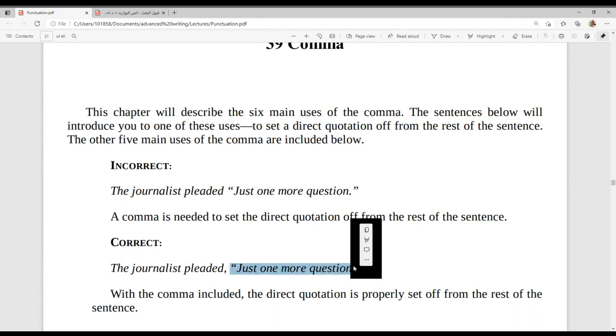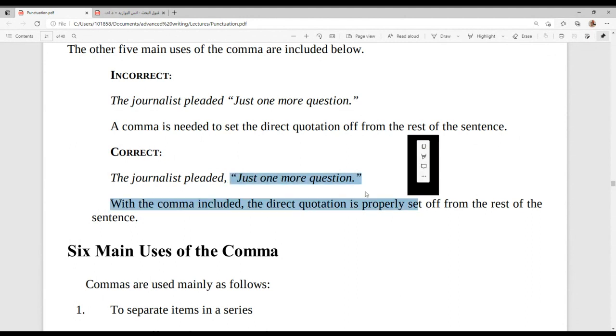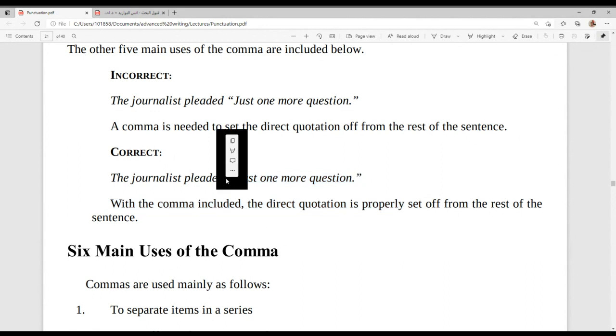So here as a reader, I can see that, oh yeah, this is a quotation, and it is separated from the sentence. It is not a part of the sentence, but it is a direct quotation. These are not the author's words. So in order to distinguish this, we have to use a comma before the quotation mark.